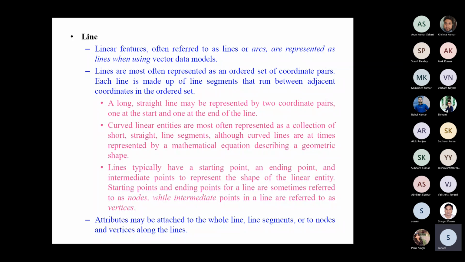So when we talk about a line, it will be referred to as a line or as an arc. It will have an ordered set of pairs with a distinct start point and end point. Whether it is a line or a point, attributes will be attached. With a point, the attribute will be attached to a single location, to a single point. With a line, the attribute will be attached to the whole line, to all the vertices of that line.